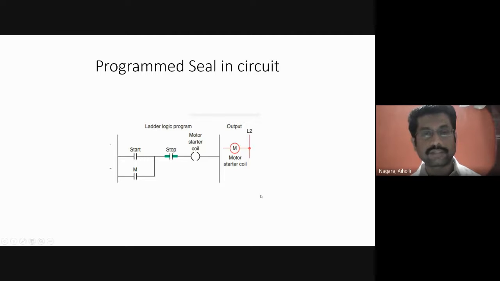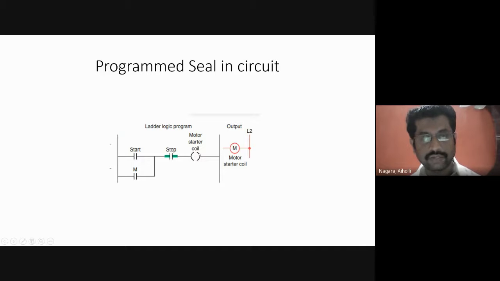This is how it appears in the ladder rung diagram. This is start, the start coil, and this is for the stop. Normally open and normally closed. This is normally open. This is a stop which is energized when the seal-in contact is energized due to the parallel branch. This is energized, hence it is shown in green color.